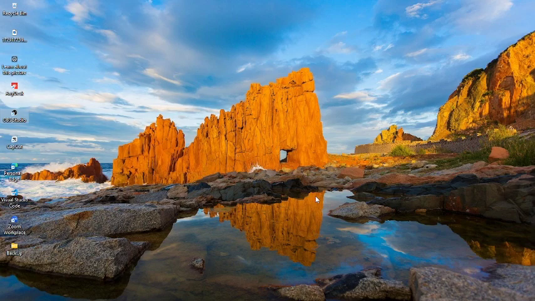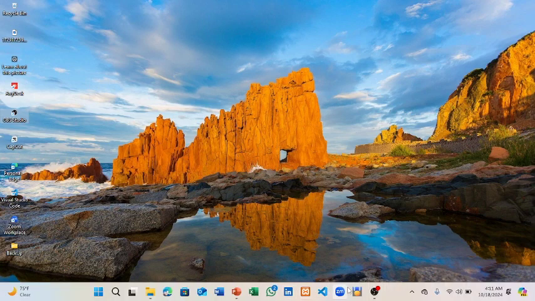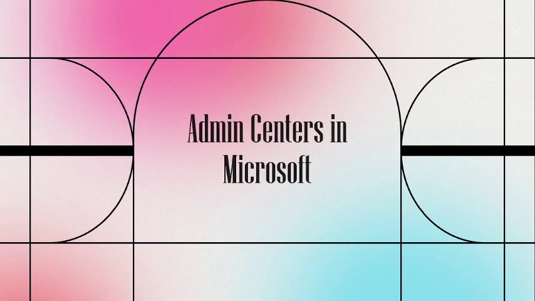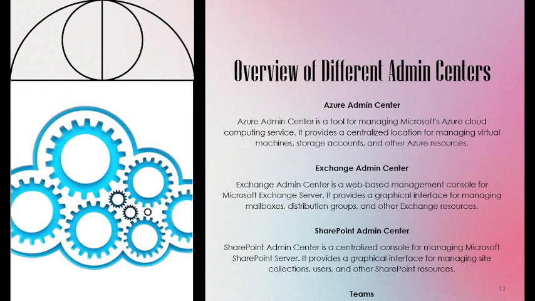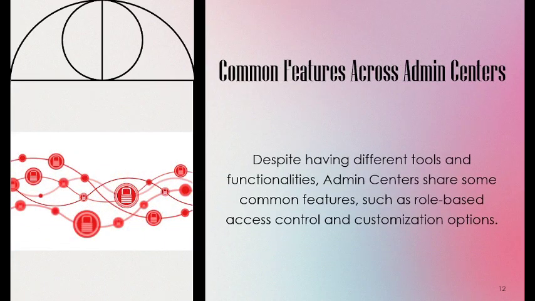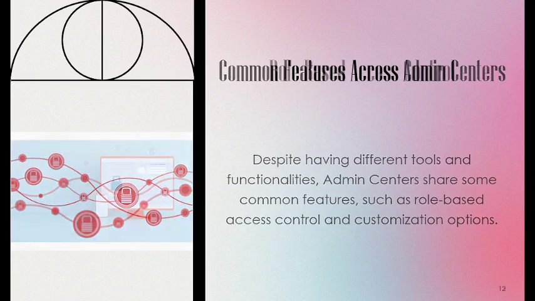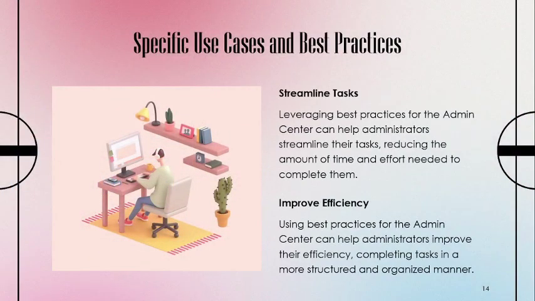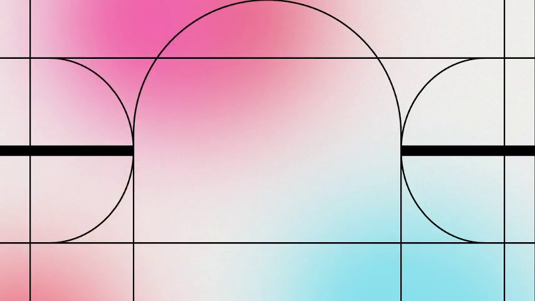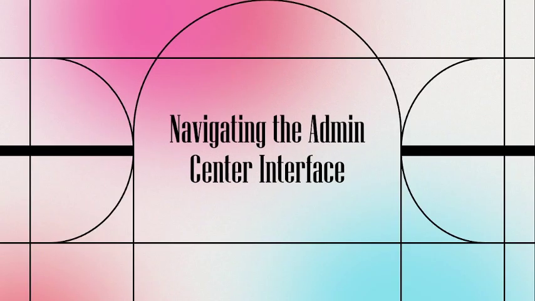So the last time out we talked about the introduction and the general overview to Microsoft 365 Admin Center. And we were able to take you through the different methods of accessing the Microsoft 365 Admin Center. And we stopped at the admin centers in Microsoft 365. We talked about the overview of different admin centers, common features across admin centers, the role-based access control, specific use cases, and best practices. And today we are here navigating the admin center interface.